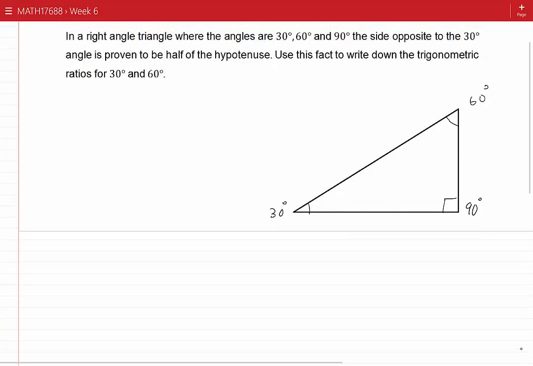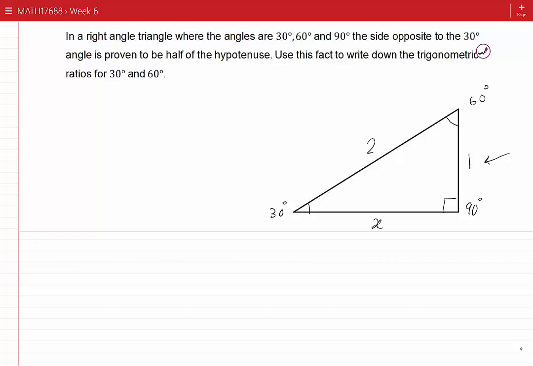As it was proven by the Greeks, the side opposite to the 30-degree angle is half of the hypotenuse. Therefore, if we choose the hypotenuse to be 2, the side facing the 30-degree angle would be 1 unit. In this right angle triangle, we can find the third side, which I show by x, using the Pythagorean theorem.